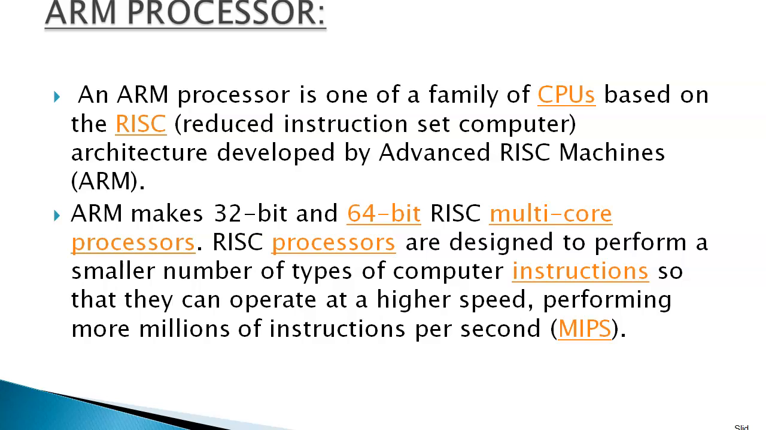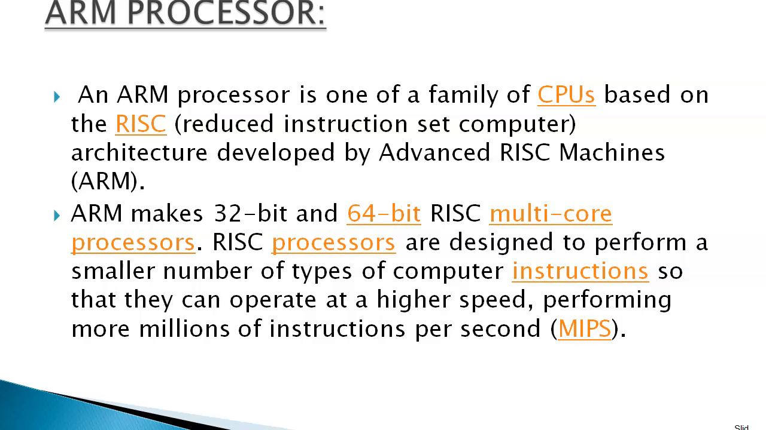Then the ARM processor. ARM stands for Advanced RISC Machines. It is one of the families of central processing units based on RISC computers, where RISC means reduced instruction set computer. At first, ARM made only 32-bit processors. After that, it developed into 64-bit multi-core processors.